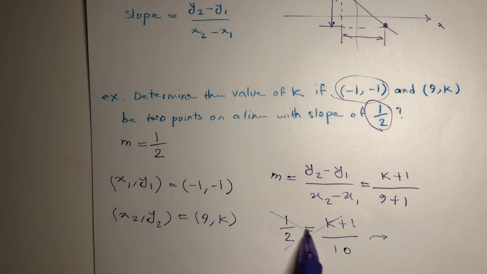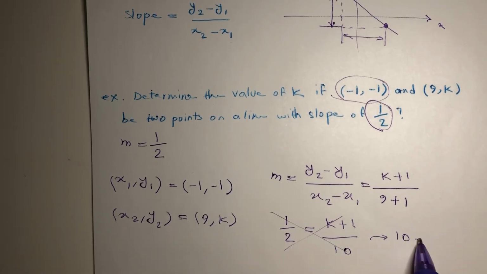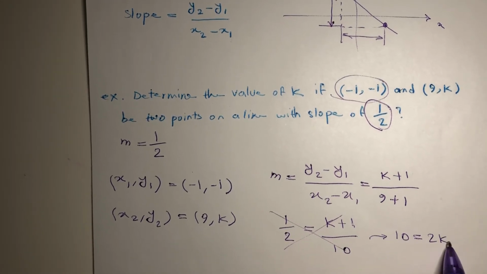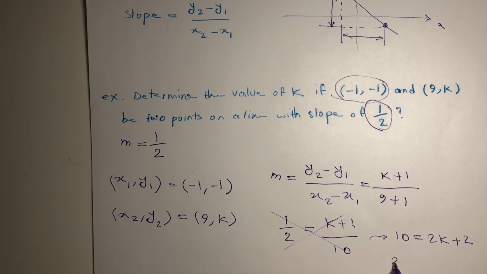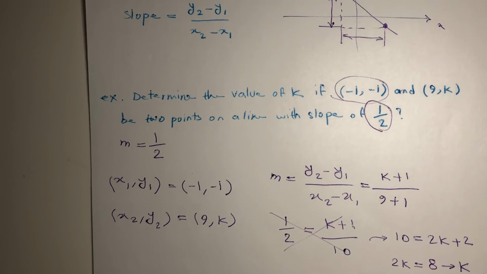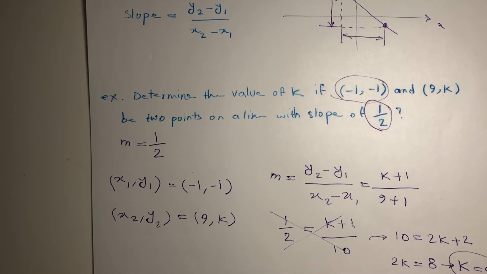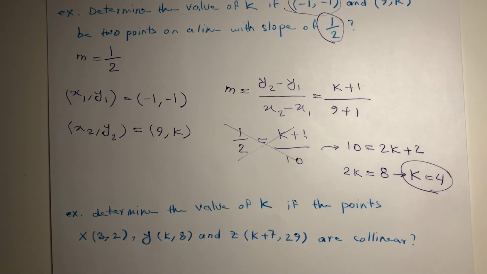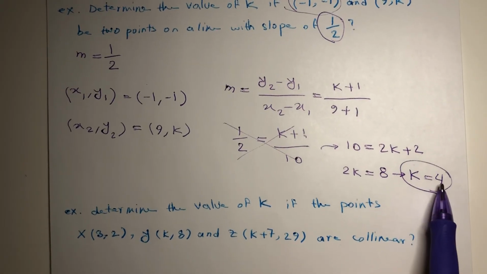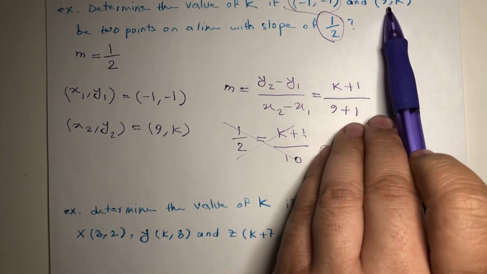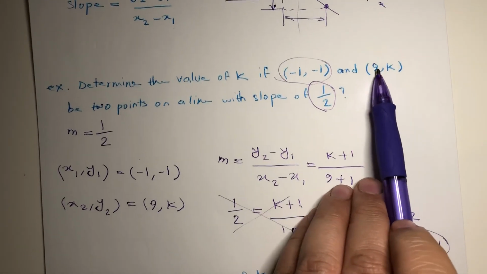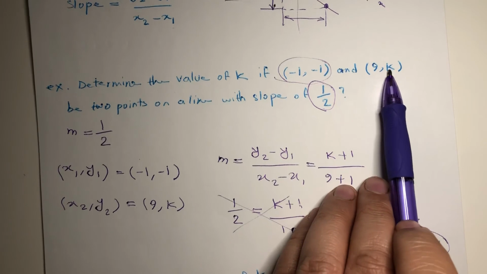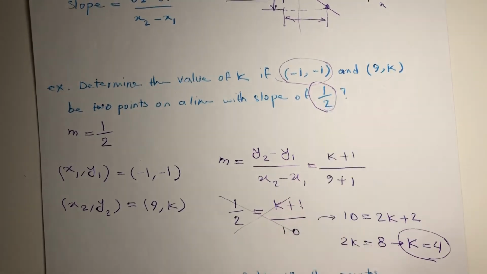We do a cross multiplication here. 10 equals 2k plus 2. 2k equals 8. k equals 4. So in other words, if you put the value of k equals 4 in this point that you see here, so the point (9, 4), then the slope of the line would be 1 over 2.